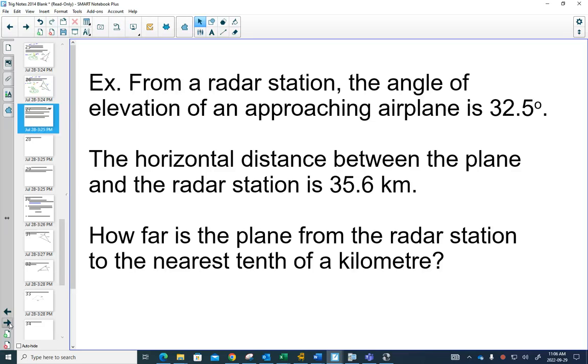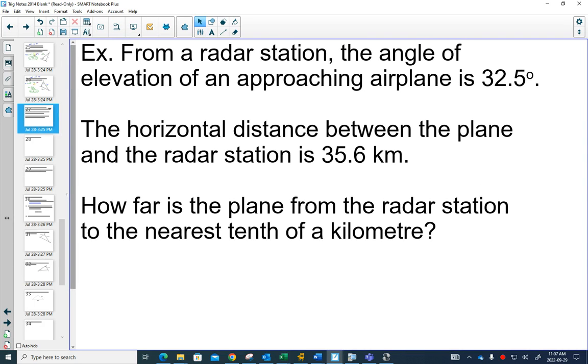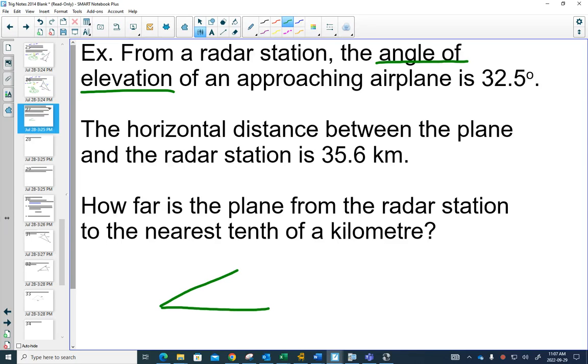Word problems that you have to draw a picture a little bit harder. Okay? So we need to draw a picture that, there we go, I'll move that up. From a radar station, the angle of elevation. How do we calculate angle of elevation? Horizontal line looking up. So we've got an angle of elevation of 32.5 degrees to an airplane.